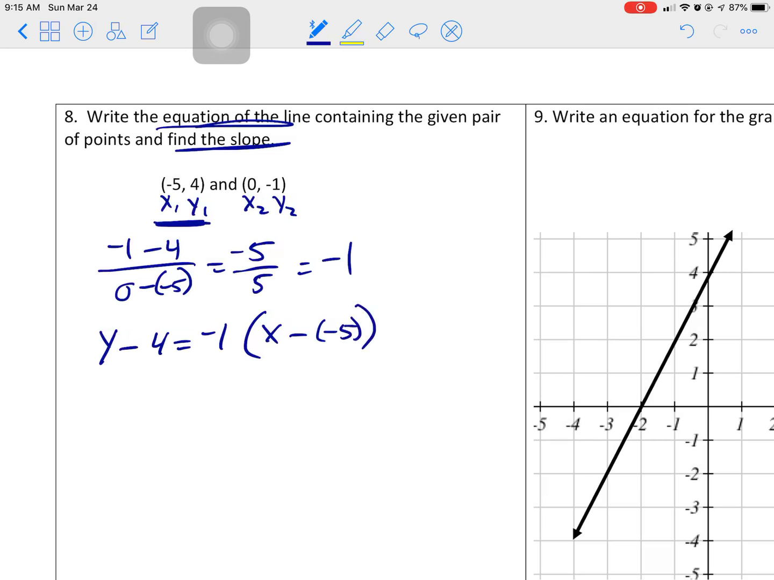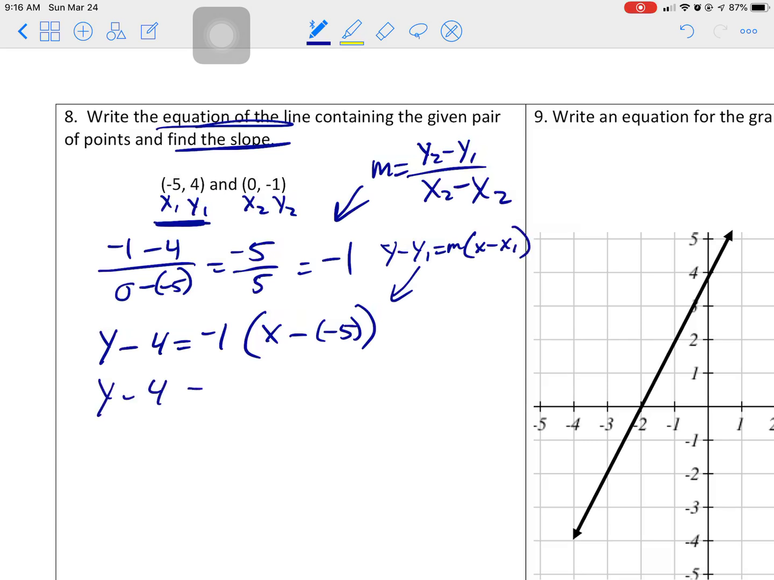Okay, remember your formulas. This one was m equals y2 minus y1 over x2 minus x1. And this one was y minus y1 equals m times x minus x1. You need to know that, please, for the test. That's a +5.